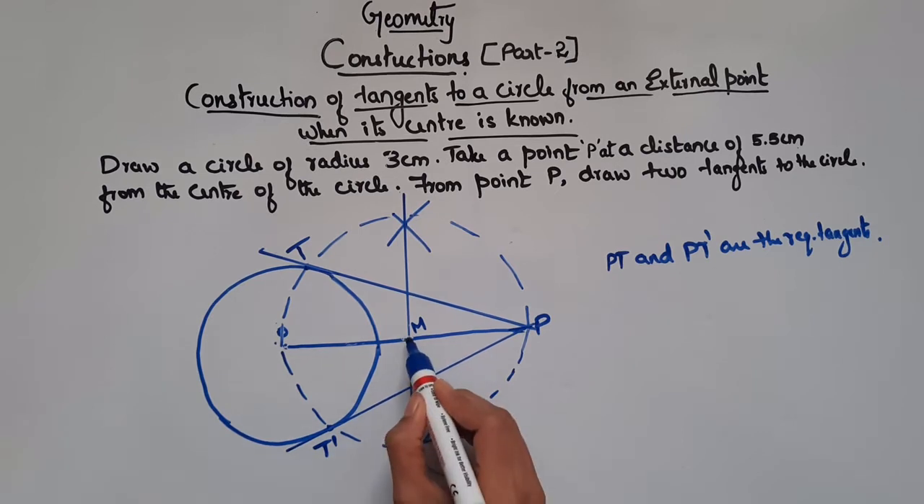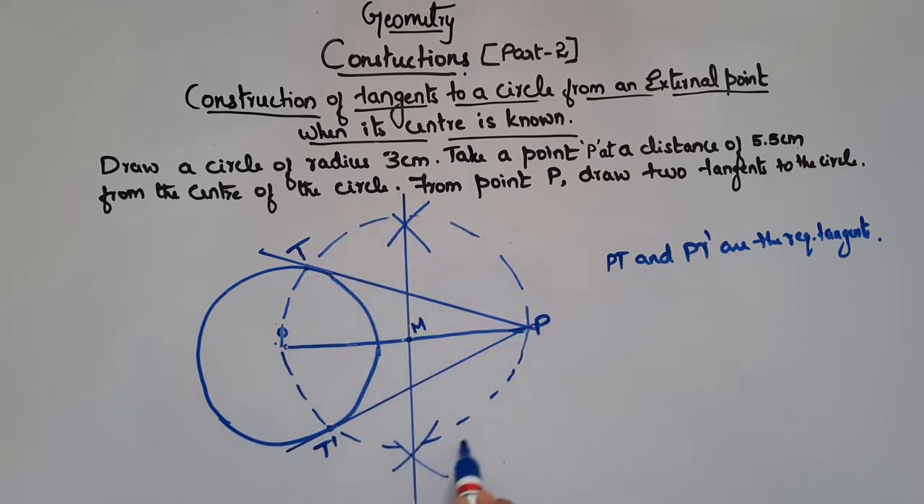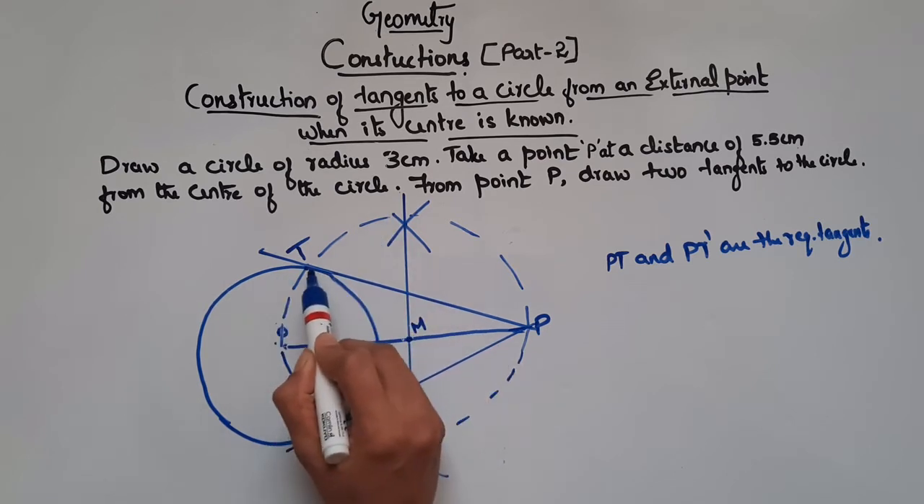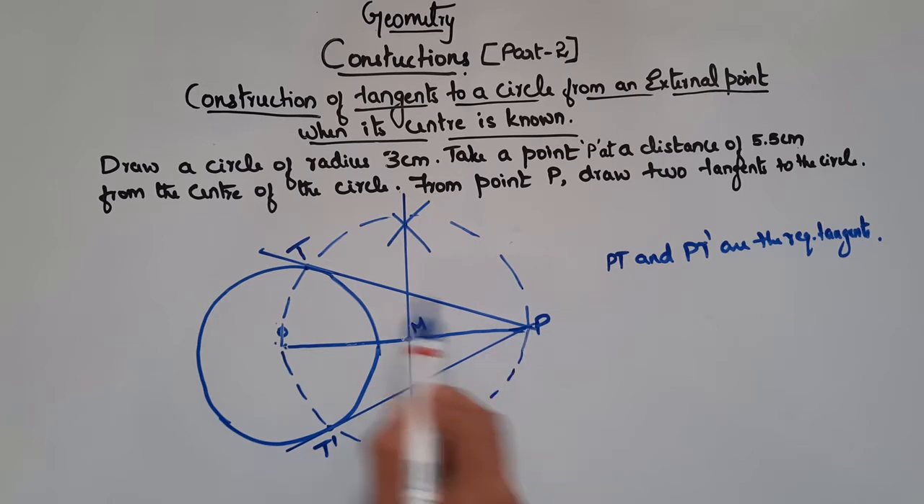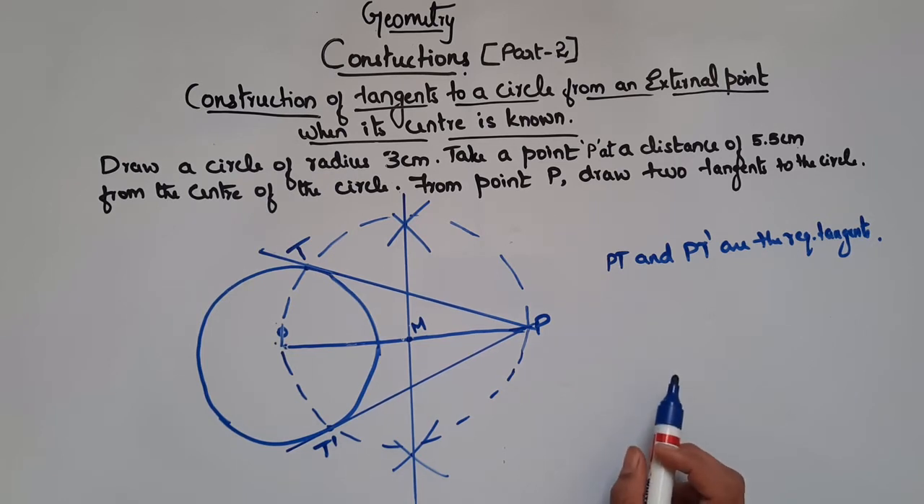Now you will keep a compass at point M and taking OM as radius, you will draw another circle by using compass. The point of intersection of this circle and the given circle you will take as T and T dash. Then you will join PT and PT dash. Here PT and PT dash are the required tangents. I hope this is clear.